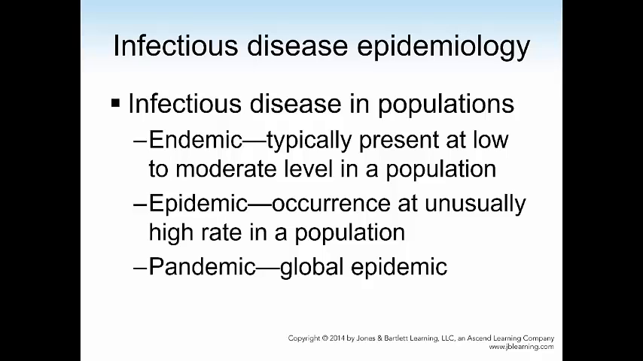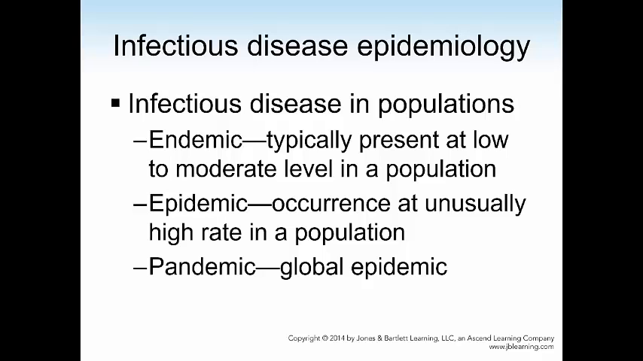First of all, endemic. Endemic means this is predicted. We can say, yeah, our rate of colds in the winter is always set. So we would say the common cold is endemic to Omaha, Nebraska. It is common, typically present at low to moderate levels in a population. It is what is predicted.